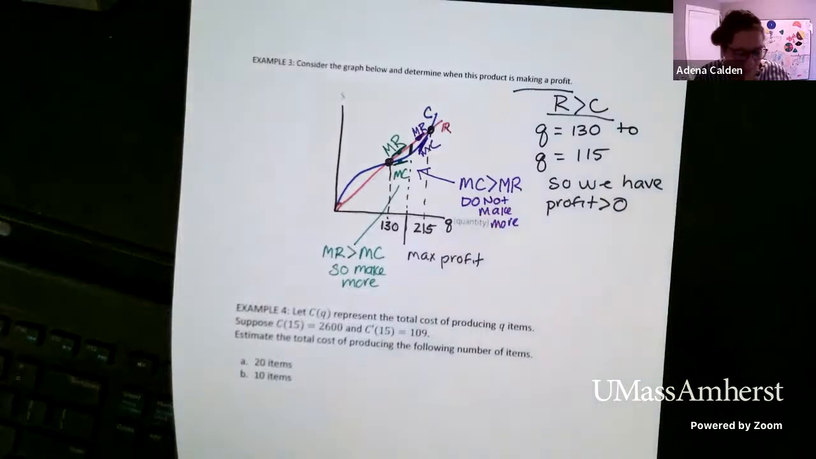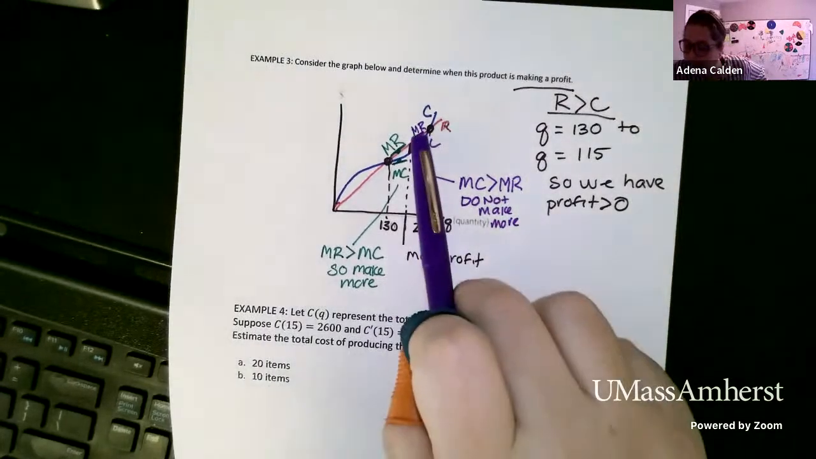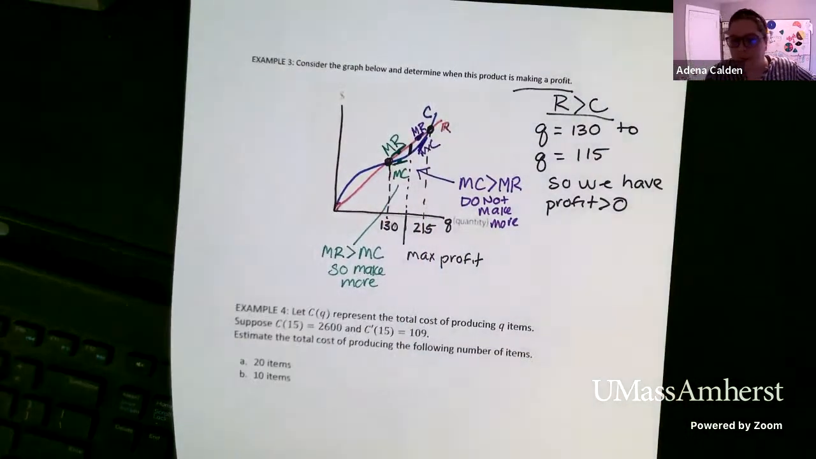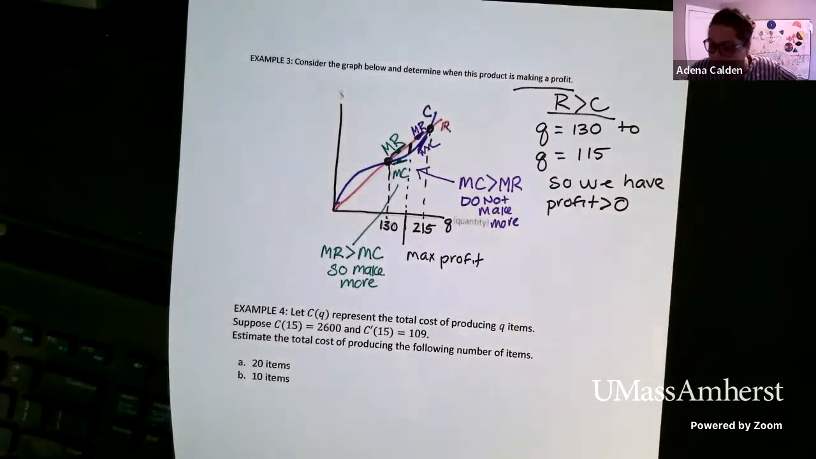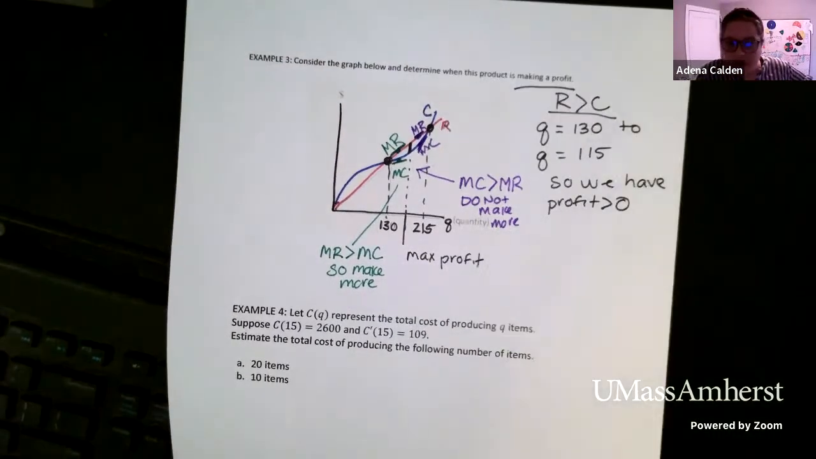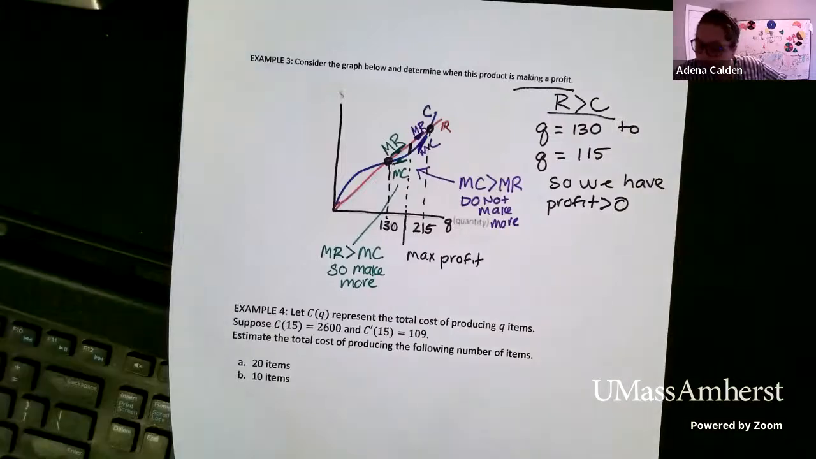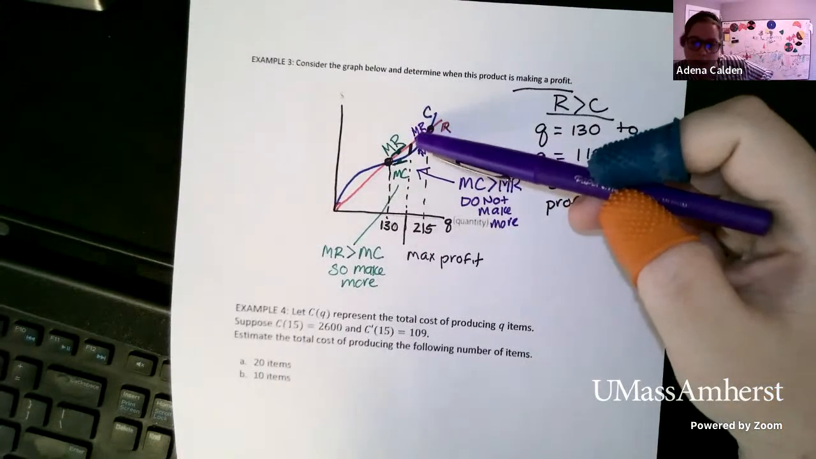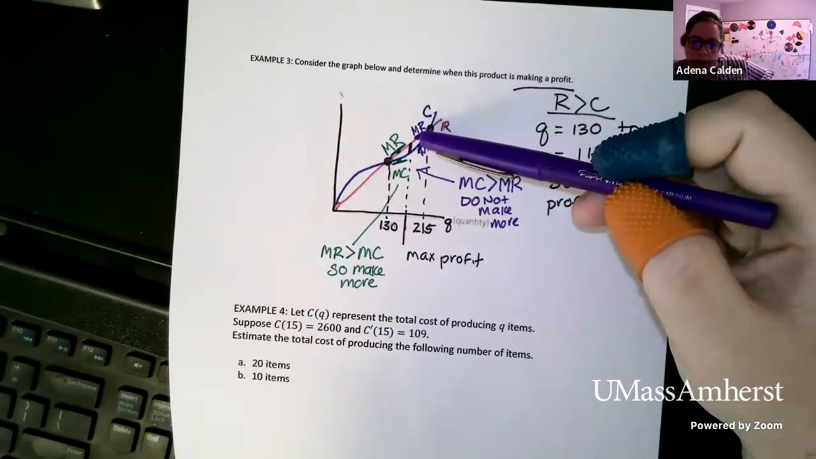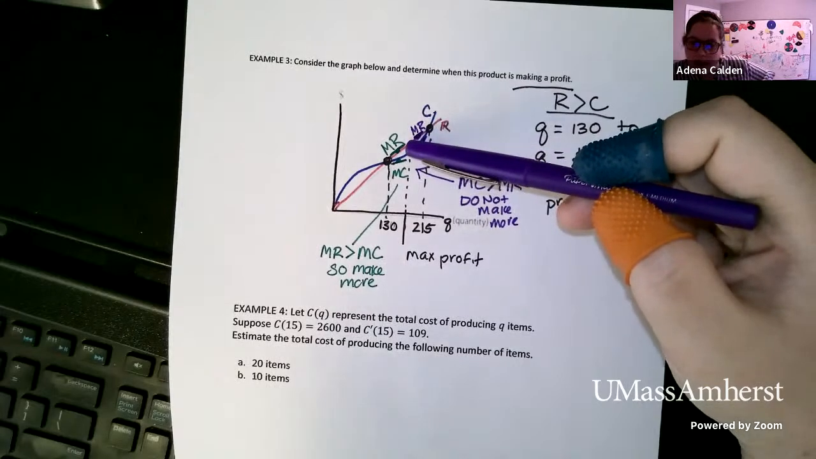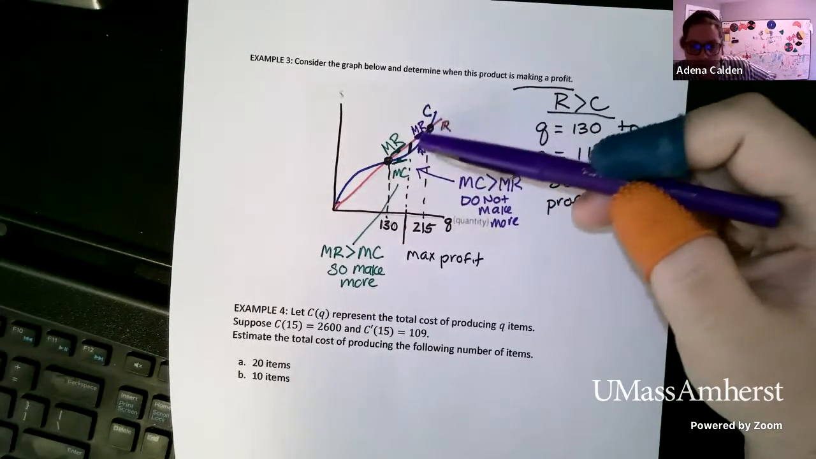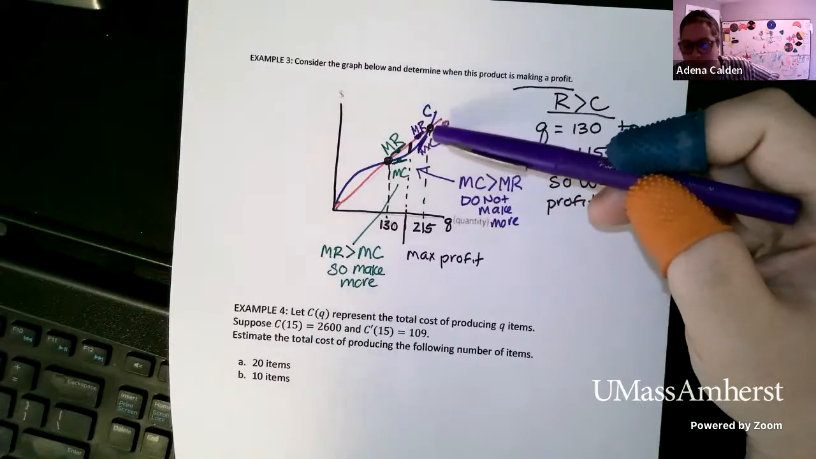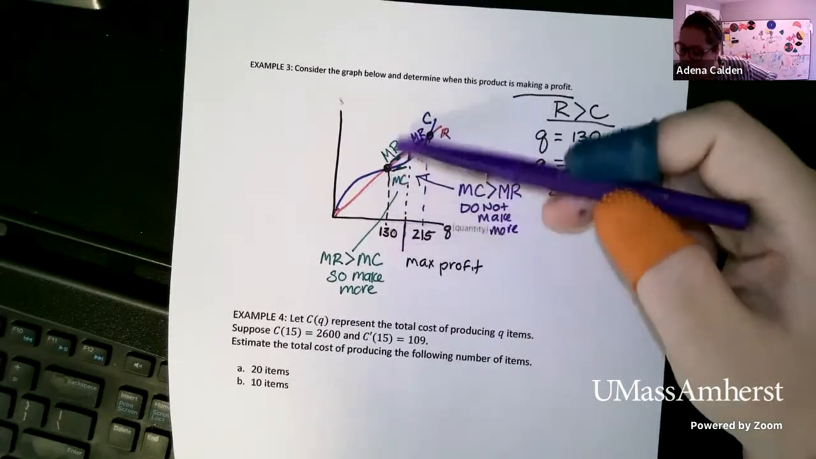Okay, so what are we emphasizing here? That this whole area, we make a profit, we make money. But we are greedy business people and we want to make the most money. So even though we're making money over here, right, we're making less money than if we were here. So we don't want to produce more because we're making less and less of a profit, right? We want to be here.